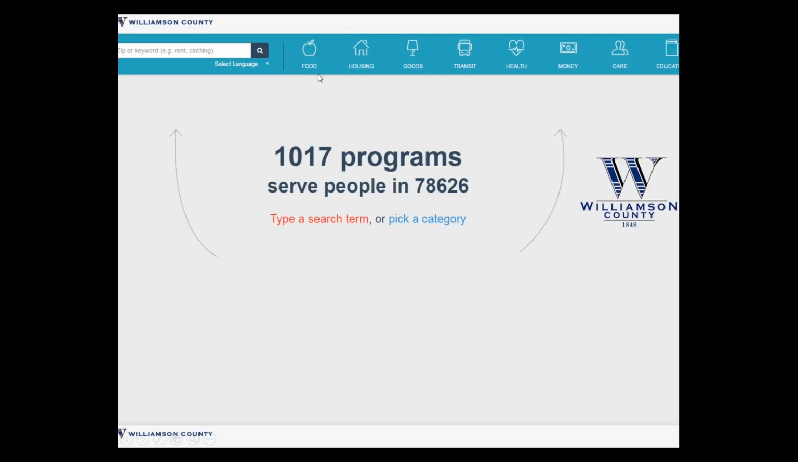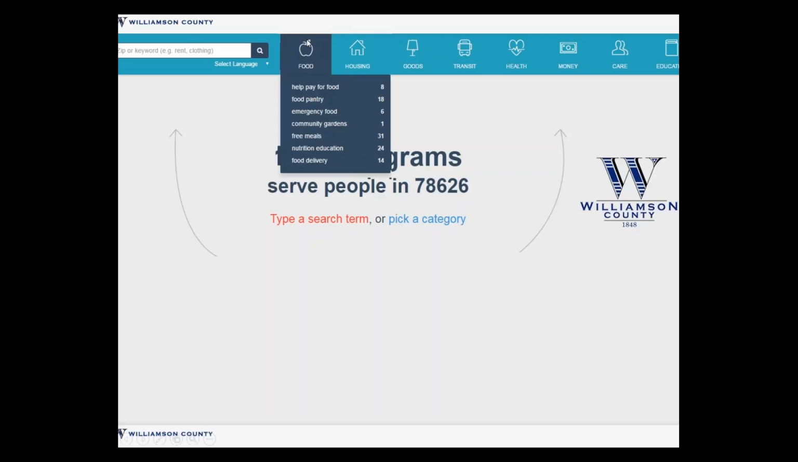And so, like I mentioned, there's food and housing and goods, transit, health, money, care, and education. And just to show you, if you hover over this food section, it'll actually drop down to specific types where you can click even further. So whether you're looking for the food pantry or emergency food or community gardens, this is just a great resource that we wanted to share with everyone, and we're big champions for this website because it in part came out of the Community Health Improvement Plan.